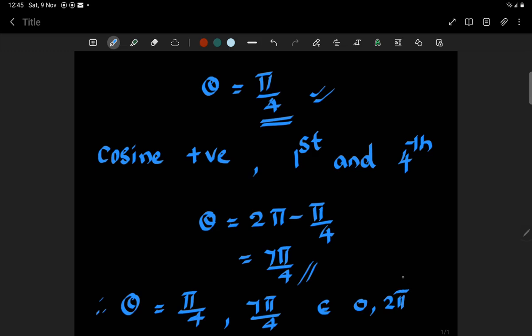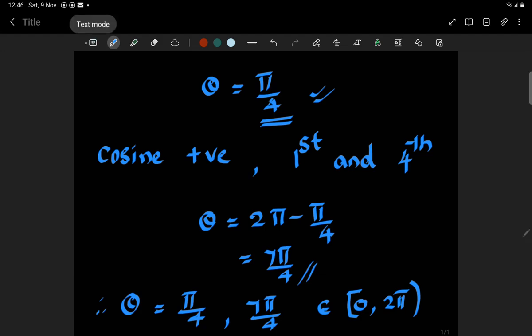Okay, this is the interval. In this interval we will get two answers, two angle values: one is pi by 4 and another one is 7 pi by 4. But remember students, cosine is positive in two quadrants, one is the first quadrant and another one is the fourth quadrant. Therefore we will get two angles.